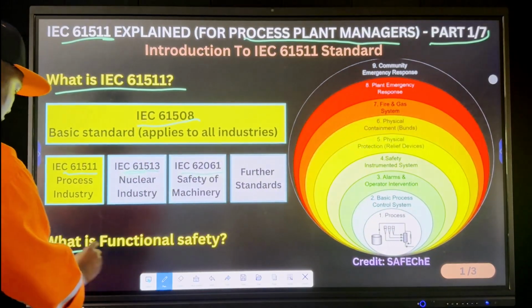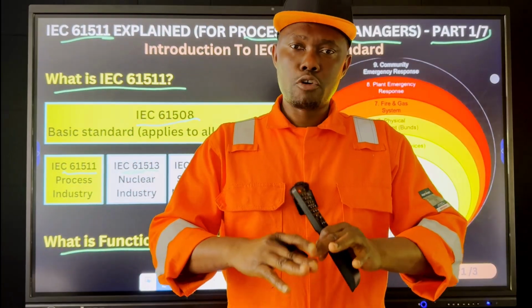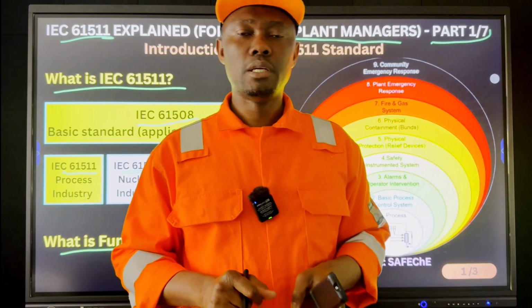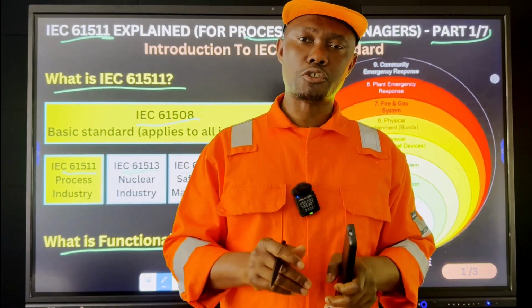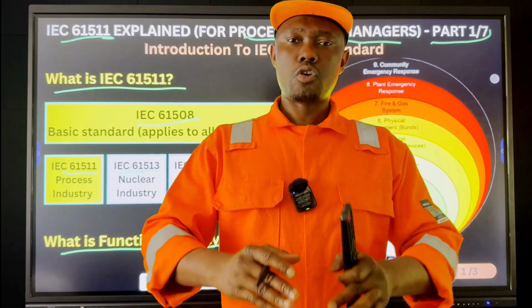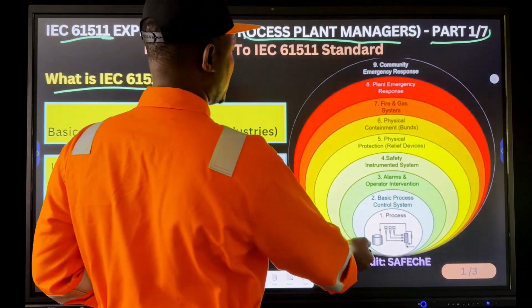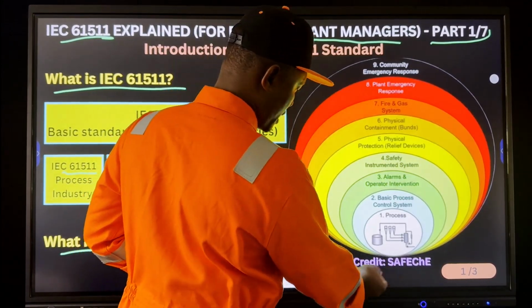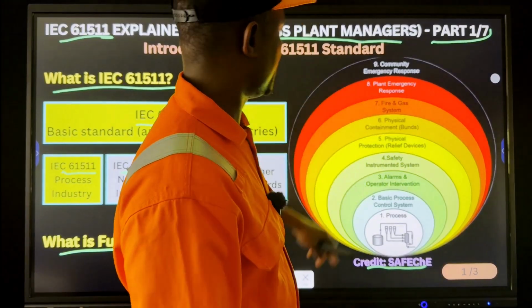So functional safety is part of the overall safety relating to the process and the basic process control system, which depends on the correct functioning of the safety instrumented system and other protection layers. And this brings us to looking at the layers of protection we have. Credit to CHE for these amazing visuals.